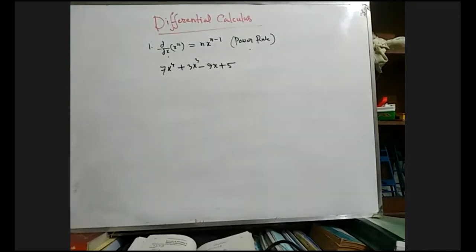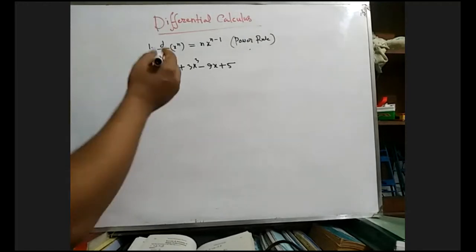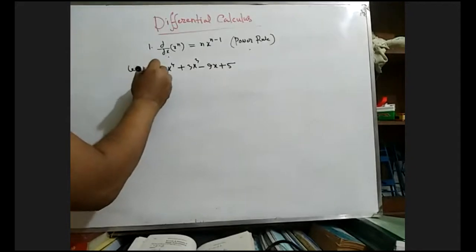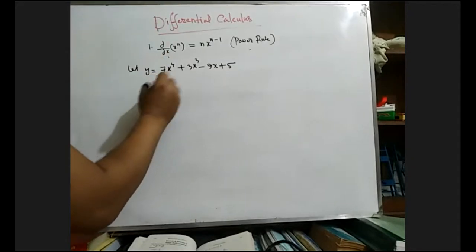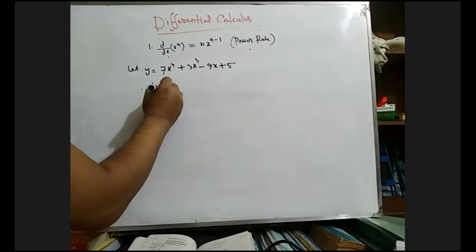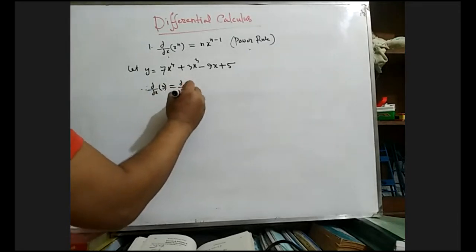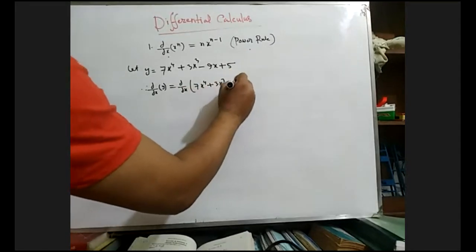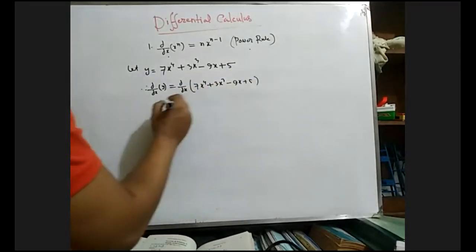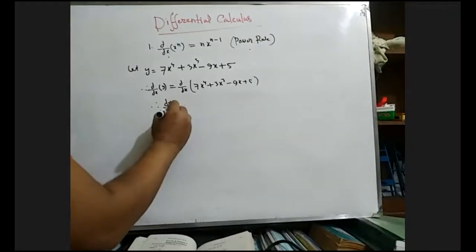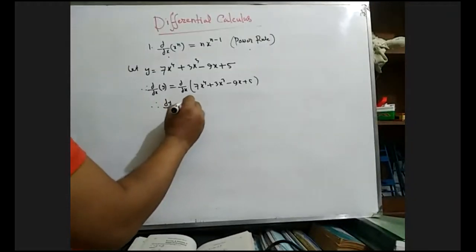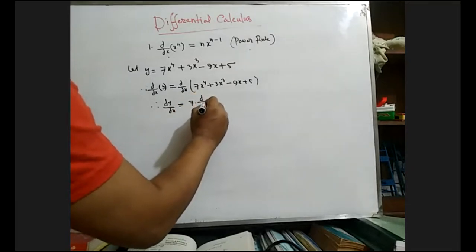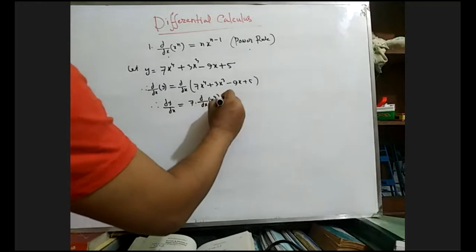Now another example. Suppose we have to take this differentiation. Let y equal this, and take d/dx on both sides. 7x^4 plus 3x cube minus 9x plus 5. So therefore we have to find d/dx of y, dy/dx. So we can write 7, by using the constant multiple rule.